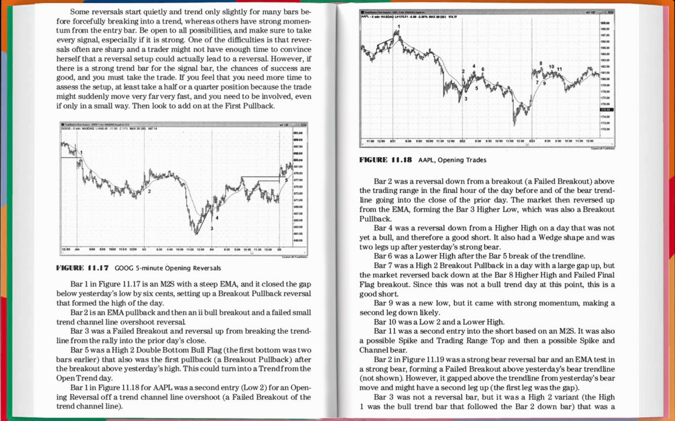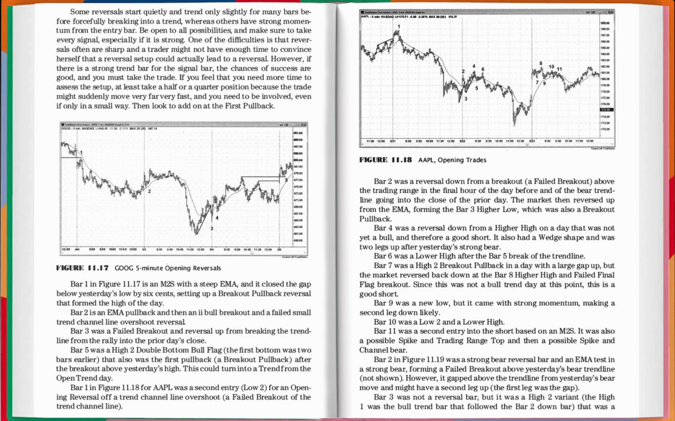Bar 10 was a low 2 and a lower high. Bar 11 was a second entry into the short based on an M2S. It was also a possible spike in trading range top, and then a possible spike in channel bear. Bar 2, in figure 11.19 was a strong bear reversal bar and an EMA test in a strong bear, forming a failed breakout above yesterday's bear trend line not shown.